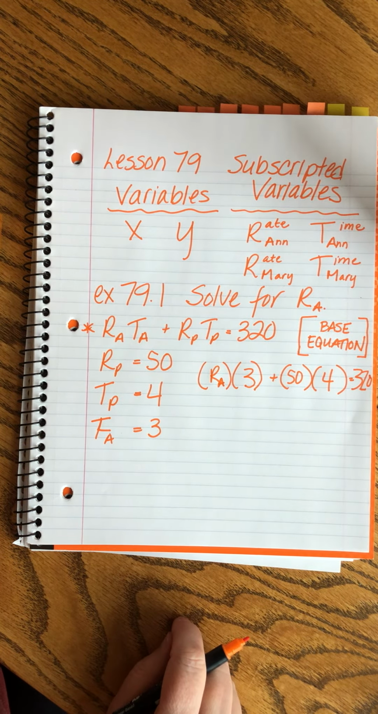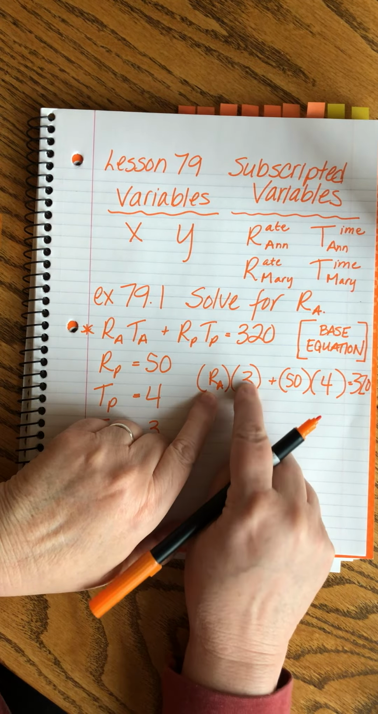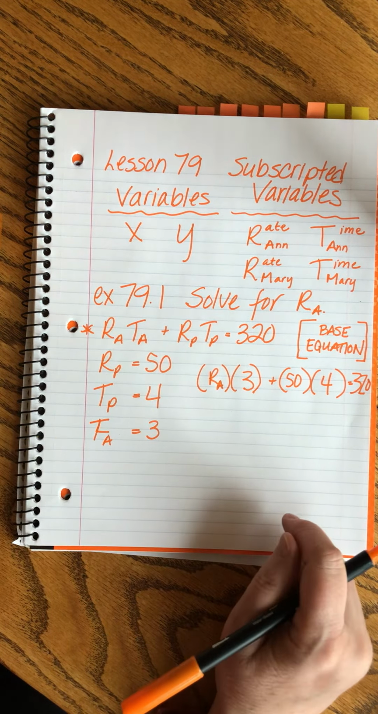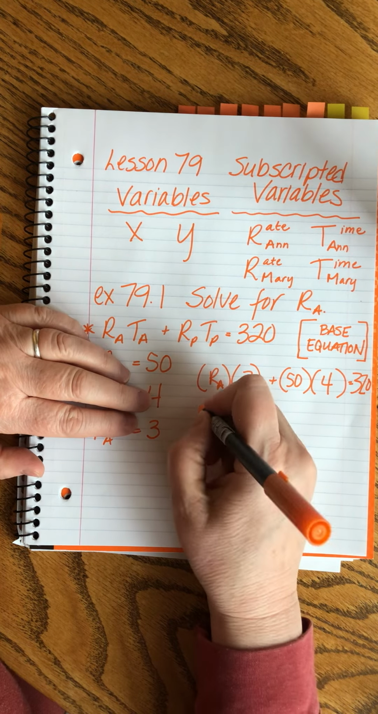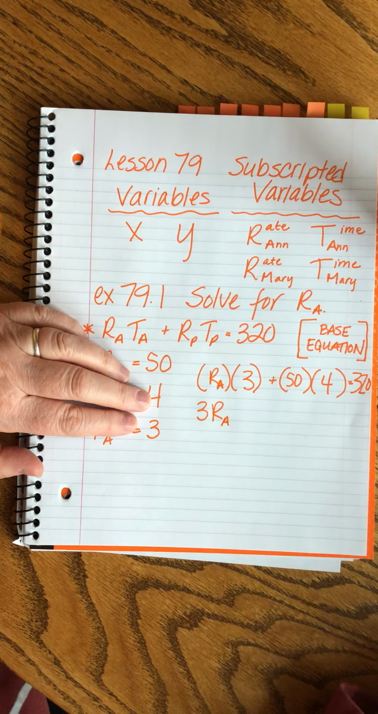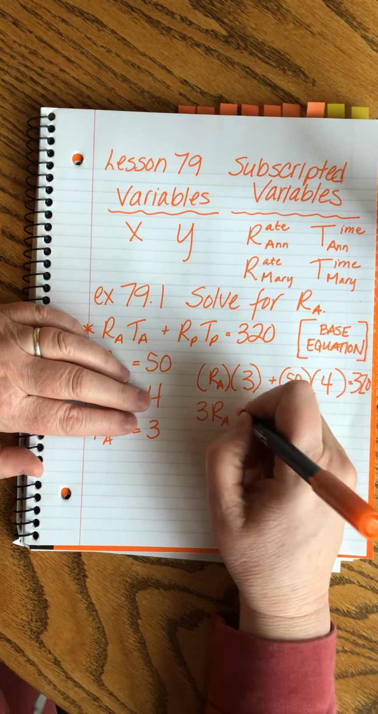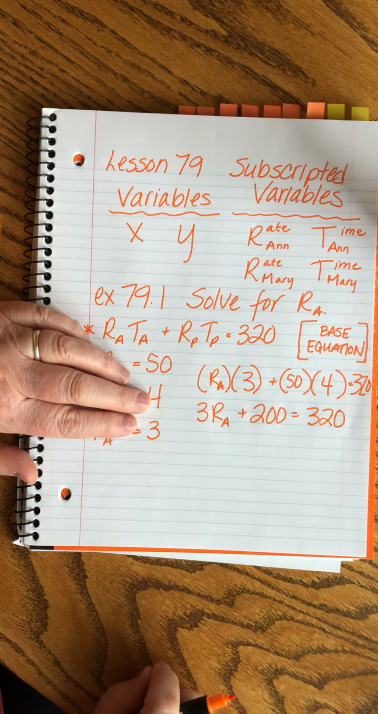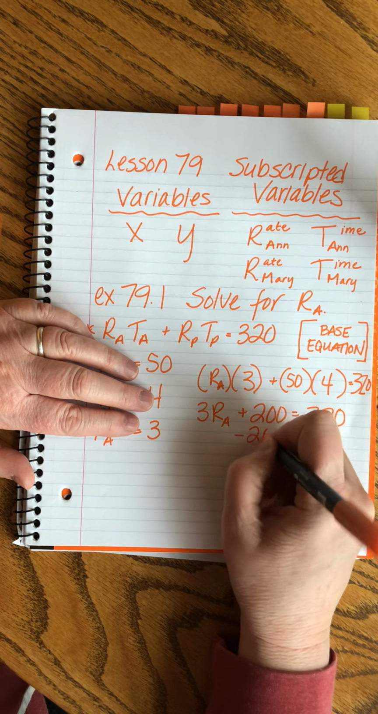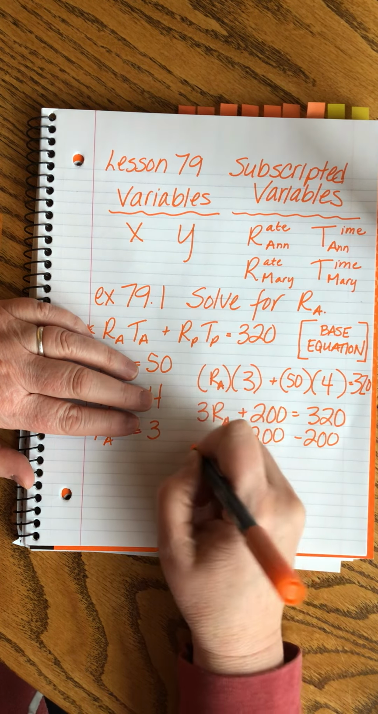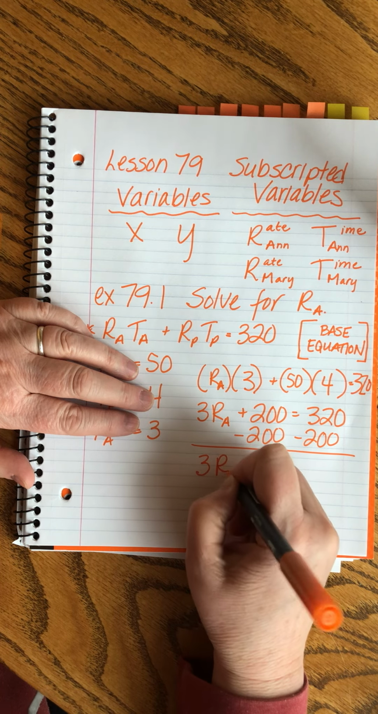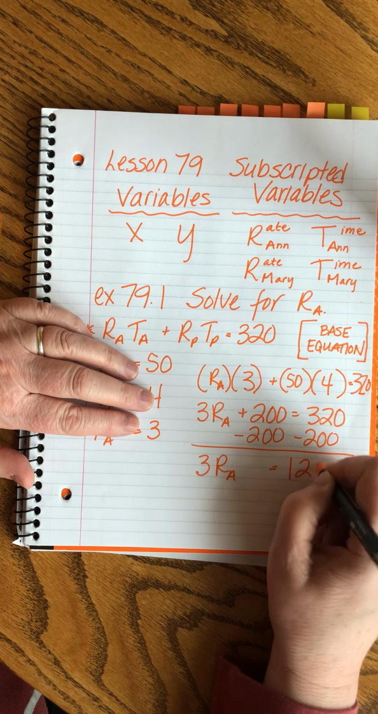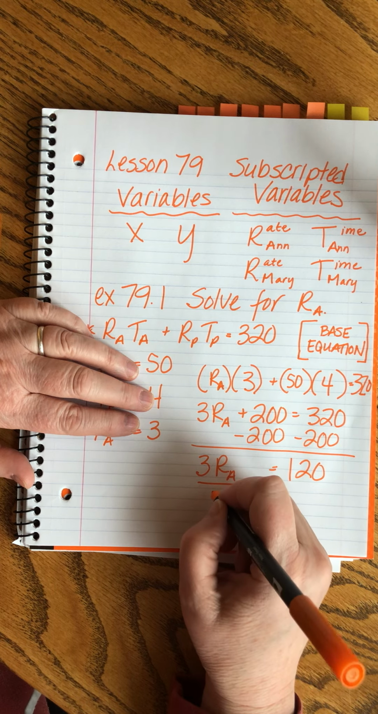Now I'm going to rewrite this without the buckets. I liked having those in the first place, but now I don't need them. I can write the numbers. And for this first one, I like to have my number before my letter. That's normal. So I'm going to rearrange that as I write it. 3 times R sub A, plus 200 equals 320. We subtract the 200. This is just algebra. 3 times R sub A equals 120. We divide by 3.